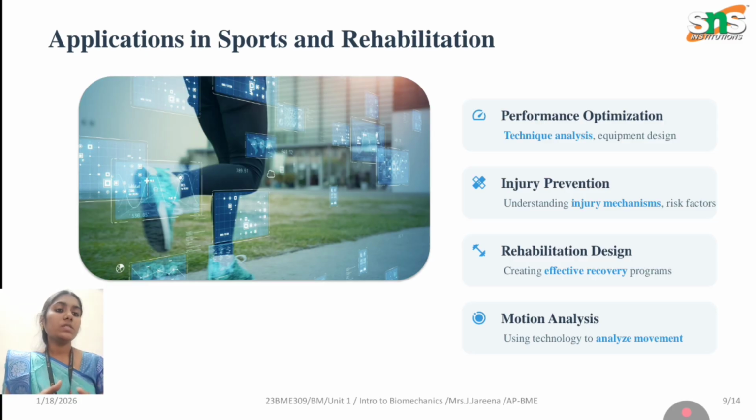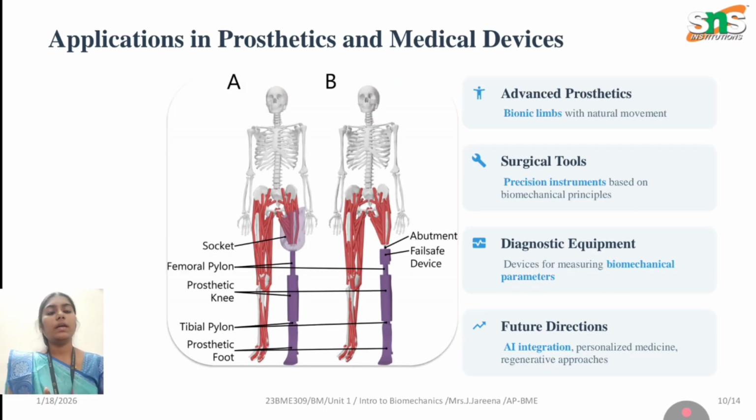Here comes the analysis of your gait cycle, again to prevent future injuries by correcting the gait cycle. So this is the application in sports and rehabilitation. Then the application in prosthetics and medical devices: as I said before, we have so many artificial limbs. You can design them to move like a natural movement of your body.